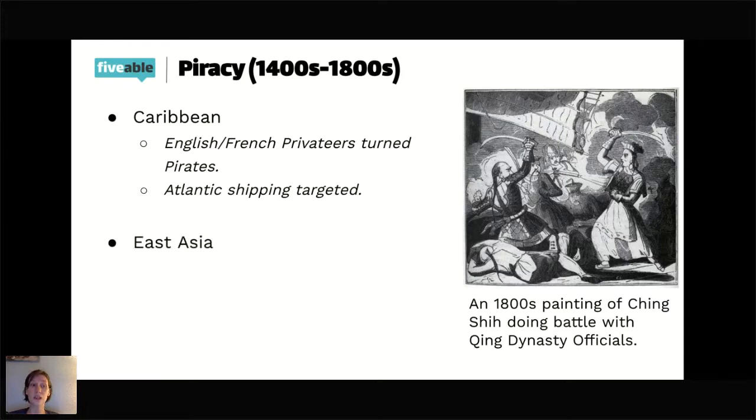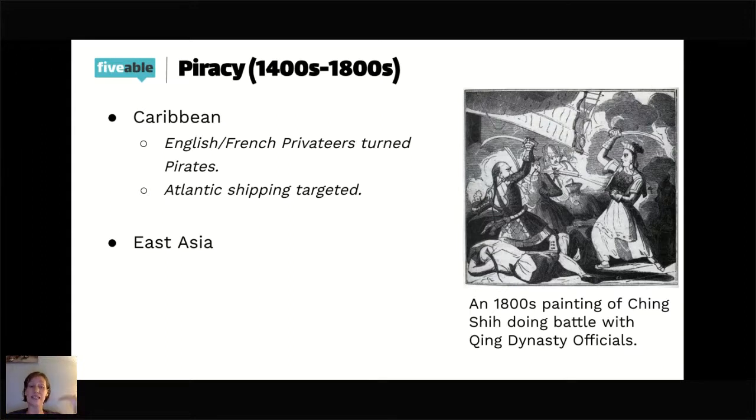We also should acknowledge that piracy is rampant in East Asia as well. Piracy is most common in places where there's the most shipping. So from the 1400s to 1800s, we've got a ton of shipping from the Caribbean, from Latin America, across the Atlantic to Europe. So there's a lot of piracy in the Caribbean because there's a lot of islands, places to capture ships, places to hide from navies.